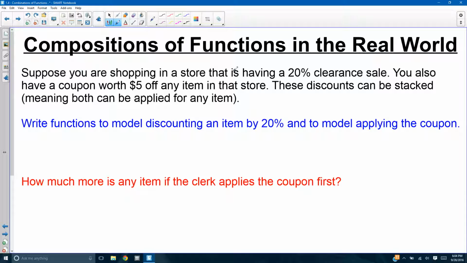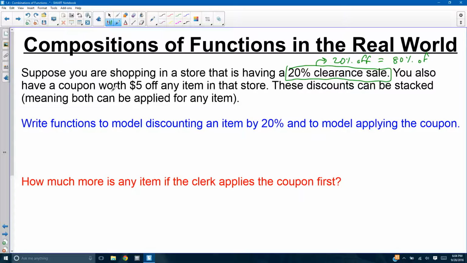Suppose you are shopping in a store that is having a 20% clearance sale. A clearance sale also means 20% off. If it was 20% of, that would be a great sale, 20% of what it previously was. No, 20% off. So what is that of? 100 minus 20? That's 80% of.